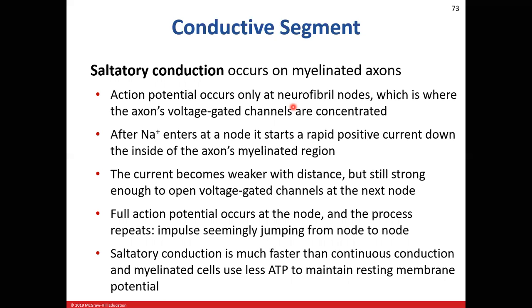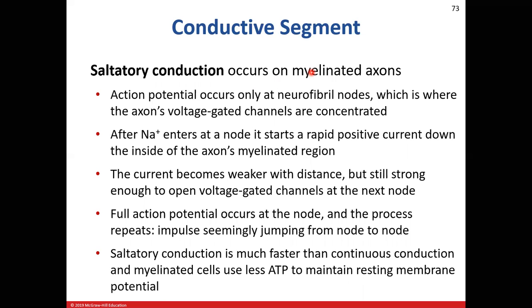However, saltatory conduction occurs on the myelinated axons, and it's slightly different. If you remember back to myelinated axons, we have the Schwann cells that make up these little bubbles, and they have these spaces called our nodes of Ranvier. So what happens is the action potential occurs only at these particular nodes. And it's at these nodes where our voltage gated channels are actually present. The voltage gated channels are actually concentrated at these nodes of Ranvier.